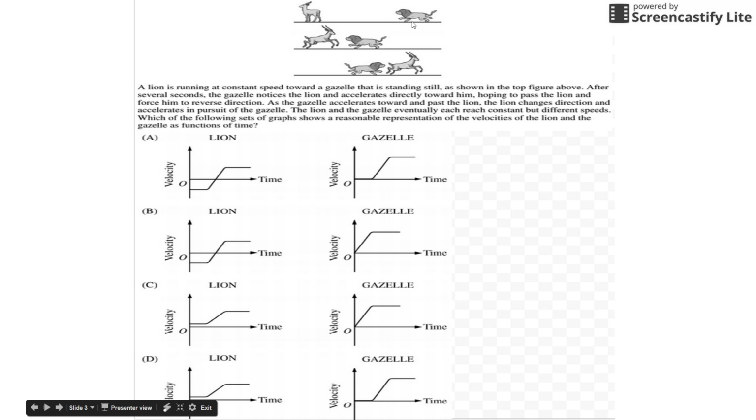So up here we have a little picture. It shows the lion chasing the gazelle. The gazelle accelerates, the lion turns around, and the lion is chasing the gazelle on the bottom one. And it gives us 4 different choices. Each of them has a velocity-time graph for the separate particles of the lion and the gazelle.